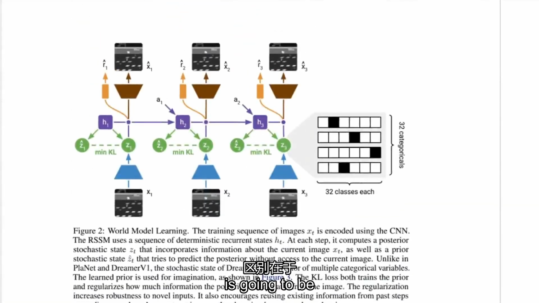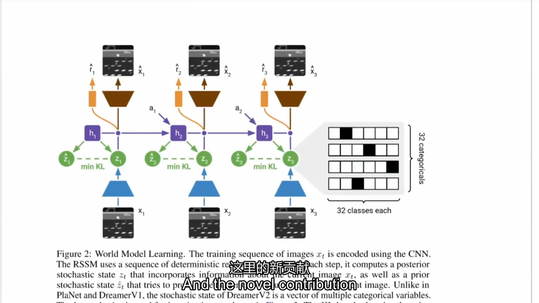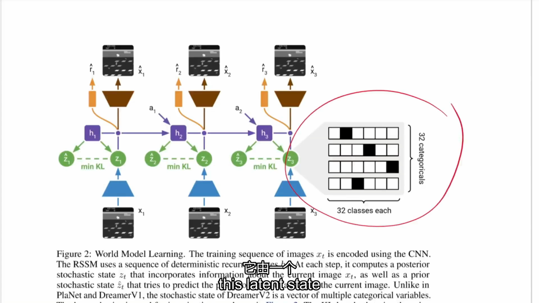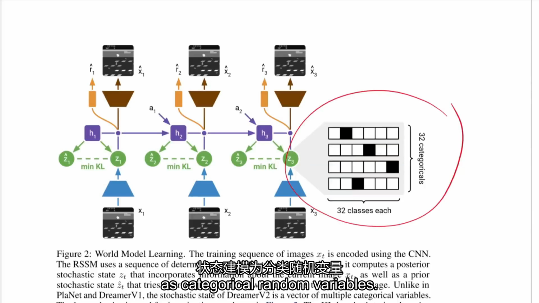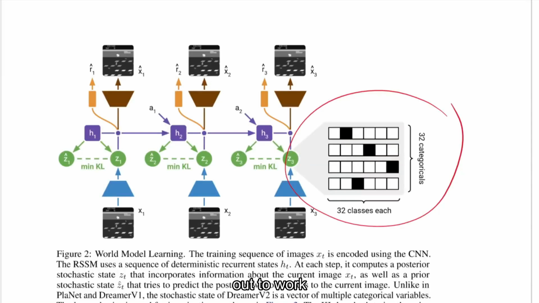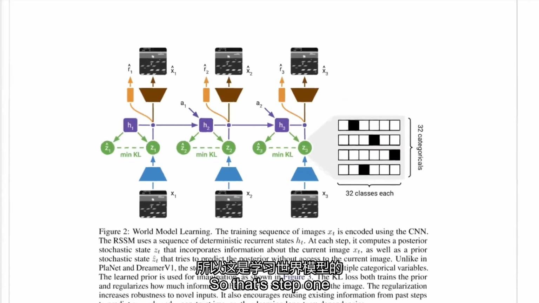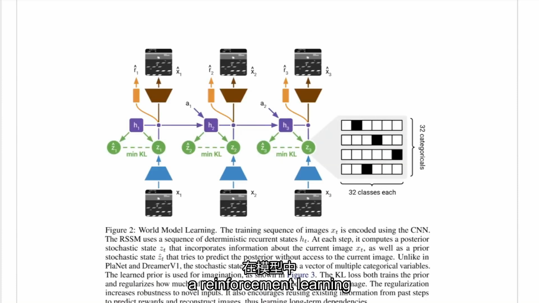But the real difference is going to be in how the world model is learned, and the main contribution here is this latent state, which consists of a stochastic latent state. Other world models model the latent states as something like Gaussian random variables, whereas this paper models the latent state as categorical random variables. And that turns out to work pretty well for Atari. So that's step 1, learn world model. Step 2, do reinforcement learning in the model, so not using any data anymore. And you can repeat those 2 steps as many times as you want.